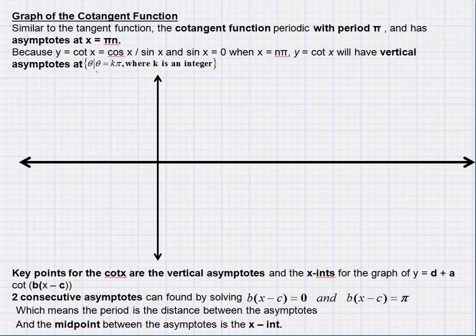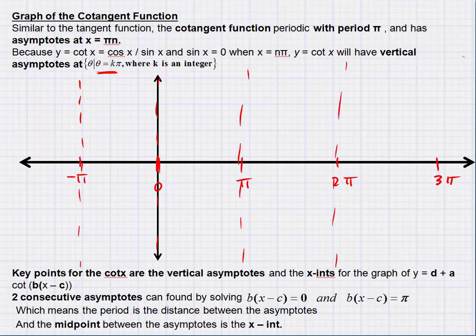So we write it like this: theta can't be k pi. That's where my vertical asymptotes are going to be. That's where it's undefined. So 0, pi, 2 pi, 3 pi, back here minus pi. These are all the places where my cotangent function is undefined, which means these are where my vertical asymptotes are going to be.